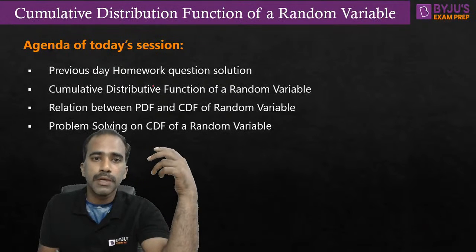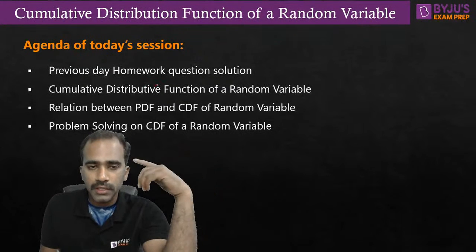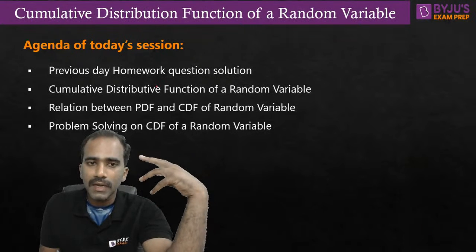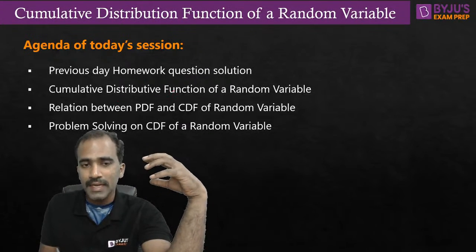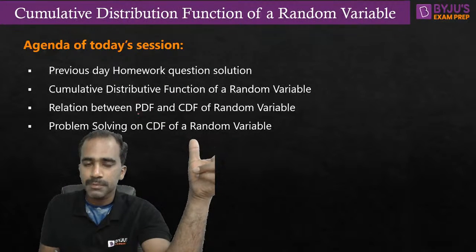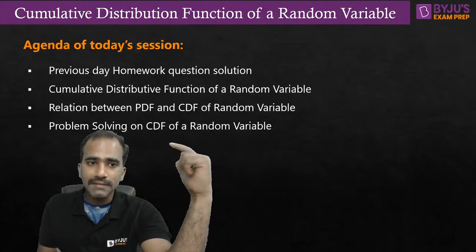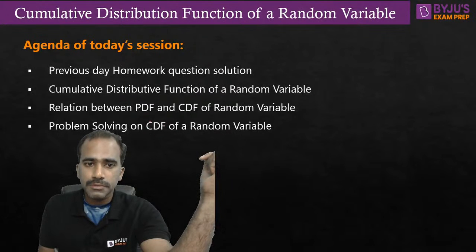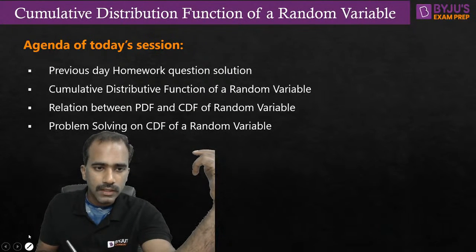I'll explain what cumulative distribution function is, what the meaning of it is, and how we plot it. We'll take some random experiments as examples to understand it. Later, we will understand the relation between PDF and CDF. PDF means probability density function. CDF means cumulative distribution function. Then we'll solve some questions based on cumulative distribution function for better understanding, and at the end, I'll give you some homework questions as well.